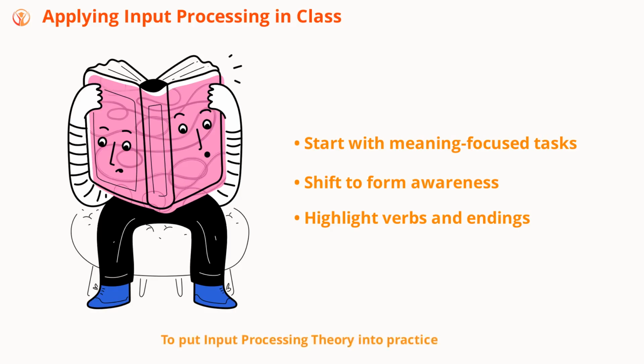To put input processing theory into practice, teachers can design tasks that first ensure learners understand the meaning, then gradually shift their attention to form. For example, after reading a story, students might be asked to highlight all the verbs and discuss their endings. This helps learners notice grammatical forms in a meaningful context, reinforcing both comprehension and accuracy. Such activities bridge the gap between understanding and correct usage.